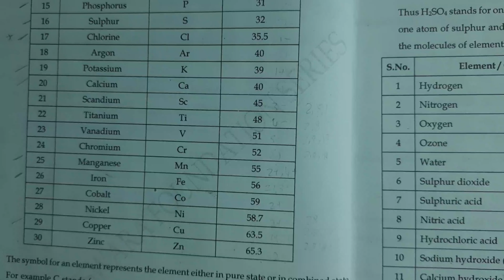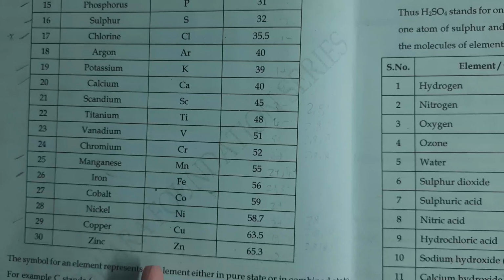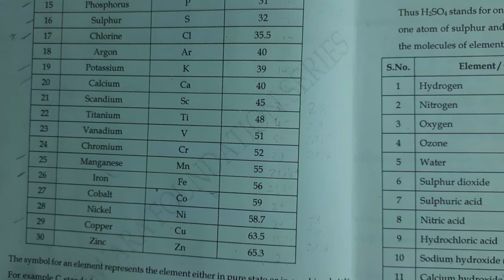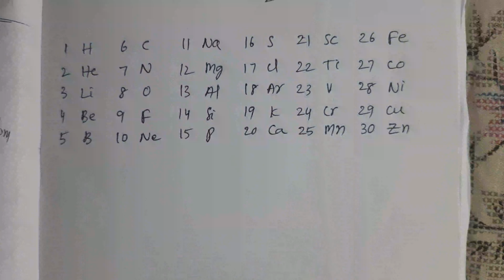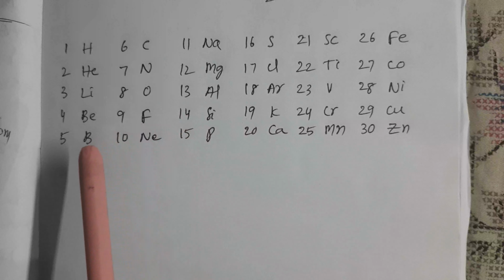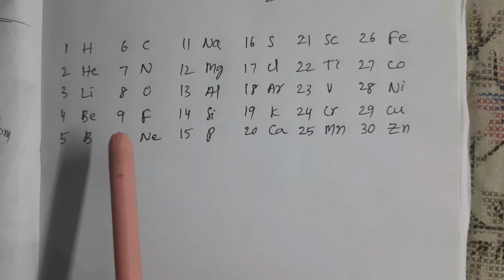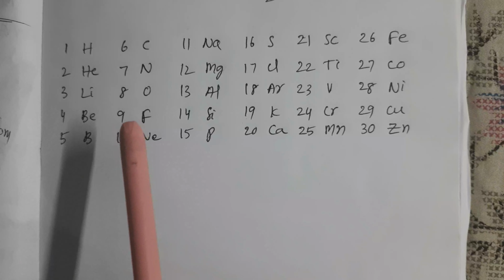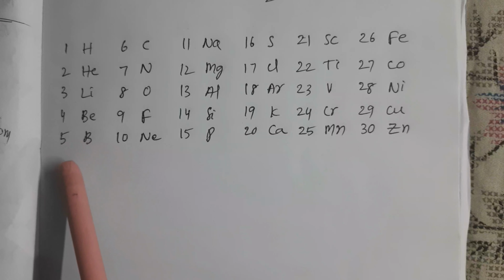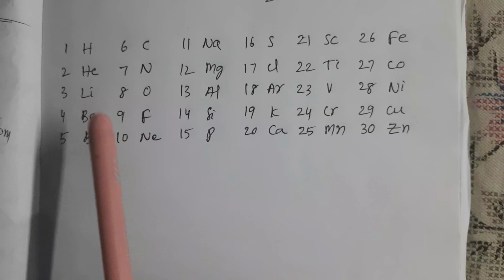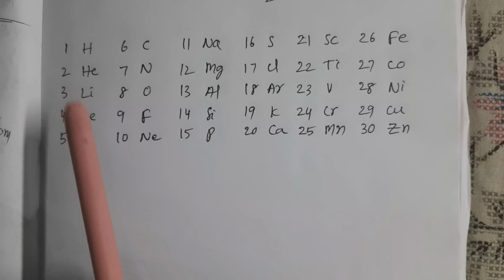I shall tell you how to learn the 30 elements in a short way. You can learn easily in a short time. For learning the 30 elements easily, you can write them table-wise along with the symbols. First, take the 5 fingers of your hand. With that, say hydrogen, helium, lithium, beryllium, boron. Again, hydrogen, helium, lithium, beryllium, boron. Like that you can simply learn the first 5.